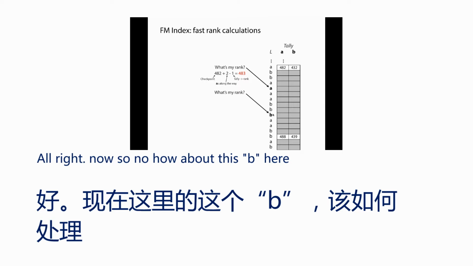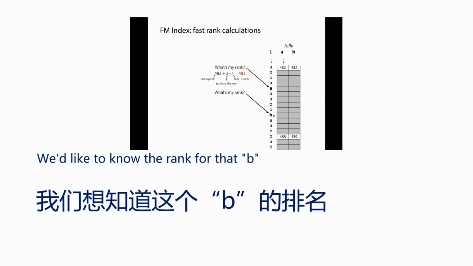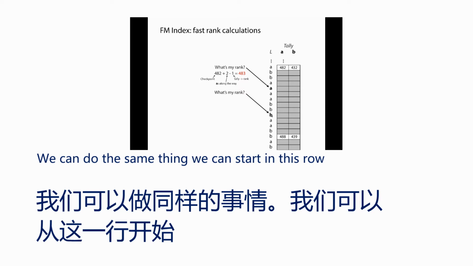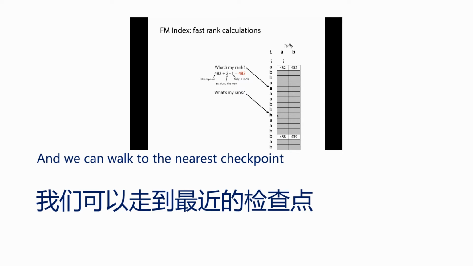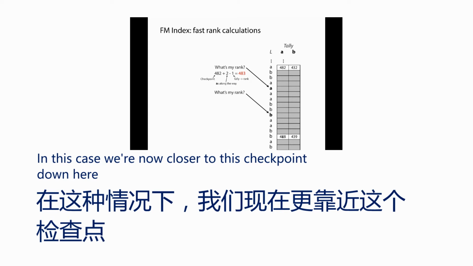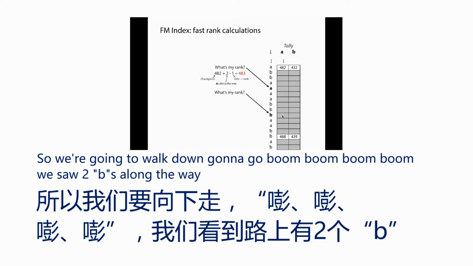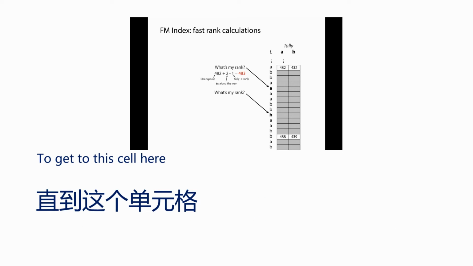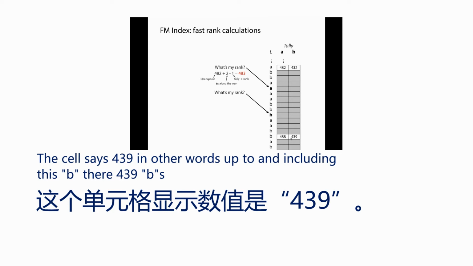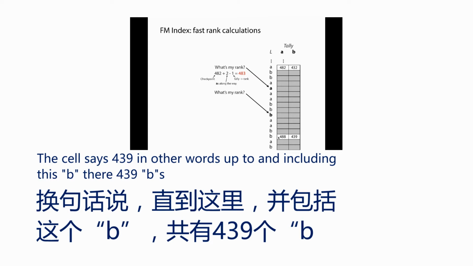Alright, now how about this B here? We'd like to know the rank for that B. We can do the same thing. We can start in this row, and we can walk to the nearest checkpoint. In this case, we're now closer to this checkpoint down here, so we're going to walk down. We go boom, boom, boom, boom. We saw 2 B's along the way to get to this cell here. This cell says 439. In other words, up to and including this B, there were 439 B's.